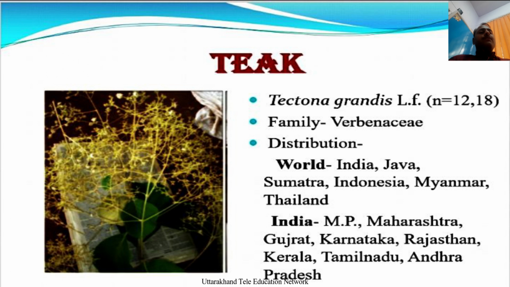As far as distribution of Tectona grandis is concerned, overall worldwide, it is found in India, Java, Sumatra, Indonesia, Myanmar, and Thailand. Mainly it is found in all these countries. And in India, it is found in several states, which include Madhya Pradesh, Maharashtra, Gujarat, Karnataka, Rajasthan, Kerala, Tamil Nadu, and Andhra Pradesh. So these are the main states where Tectona grandis is grown.